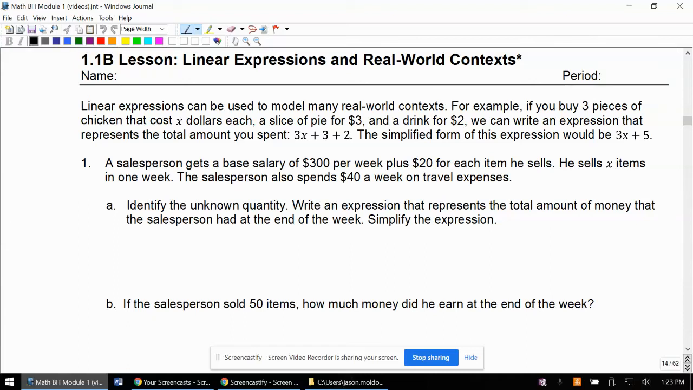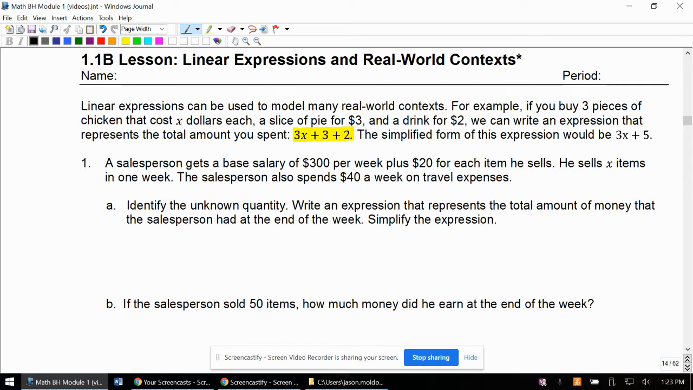This is the 1-1B lesson, linear expressions and real world contexts. We're going to focus on some short word problems. That's what real world context refers to. And we're going to focus on expressions, which means that we are not going to have equal signs aside from simplifying. So an expression looks like this. Essentially an equation without the equal signs.